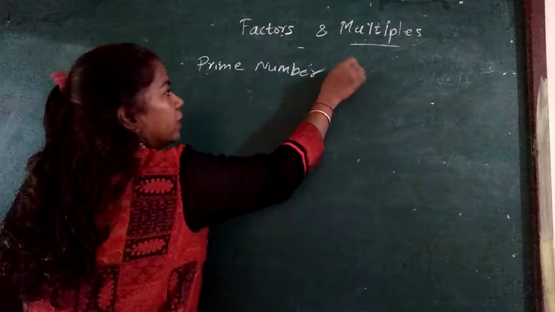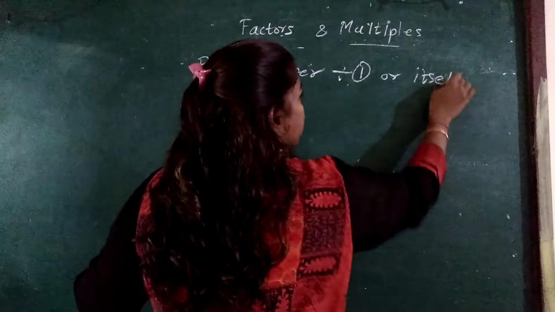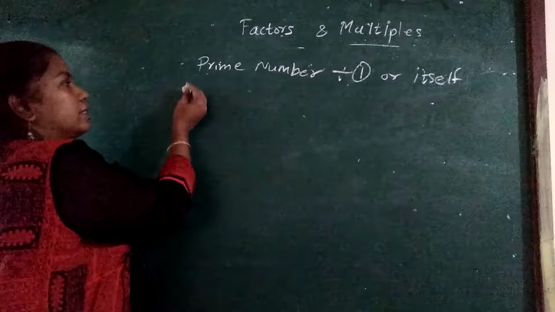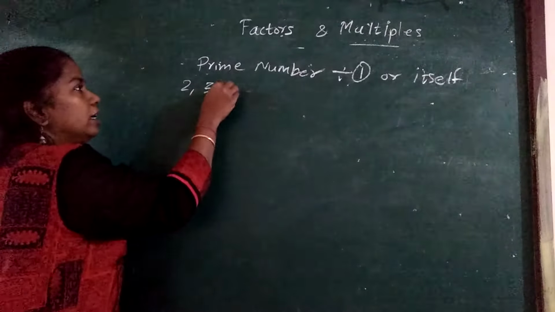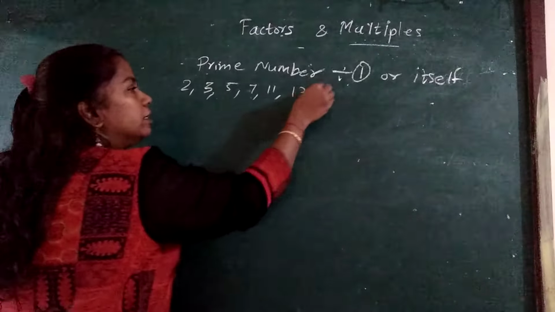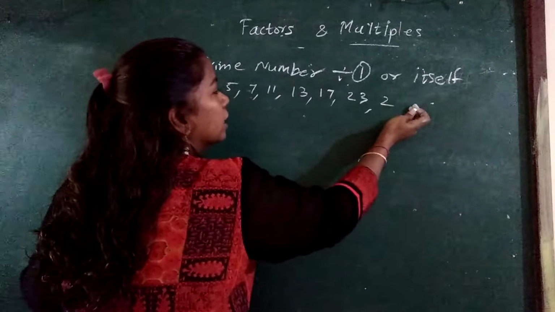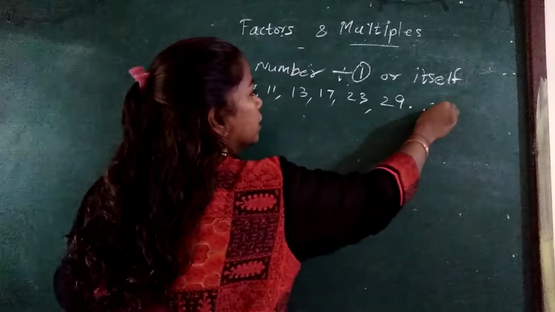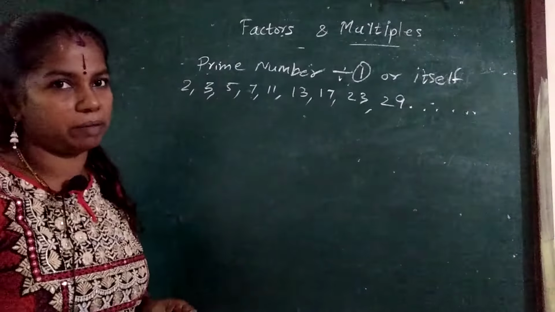Which is divided by 1 or itself. Some of the prime numbers are 2, 3, 5, 7, 11, 13, 17, 23, then 29 and so on. Got it? These all are the prime numbers.